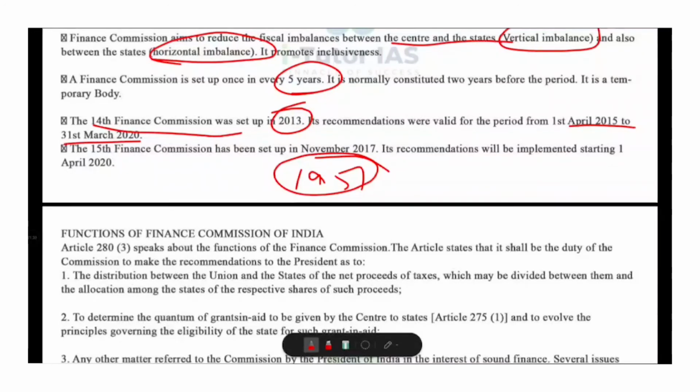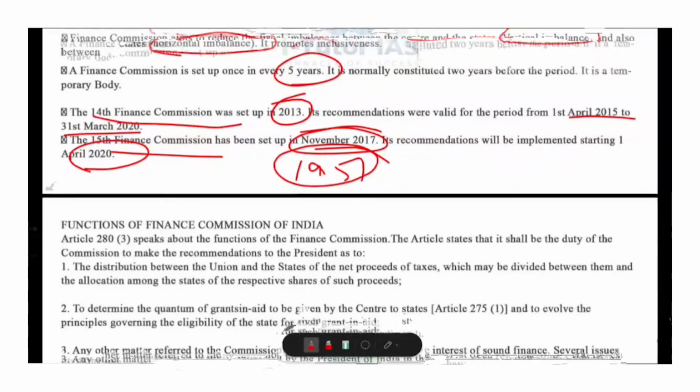Then 15th Finance Commission was set up in November 2017 and the chairman was N.K. Singh, and recommendations applicable from 1st April 2020 onwards. So whenever a question comes on Finance Commission, focus on Article 280, their composition, function, nature and purpose and the major recommendations of recent finance commissions.